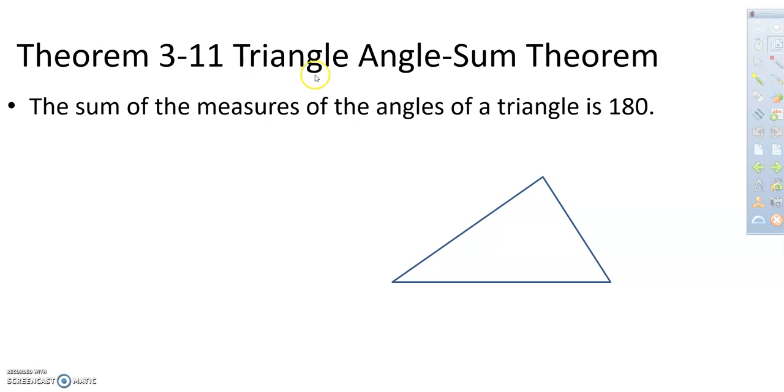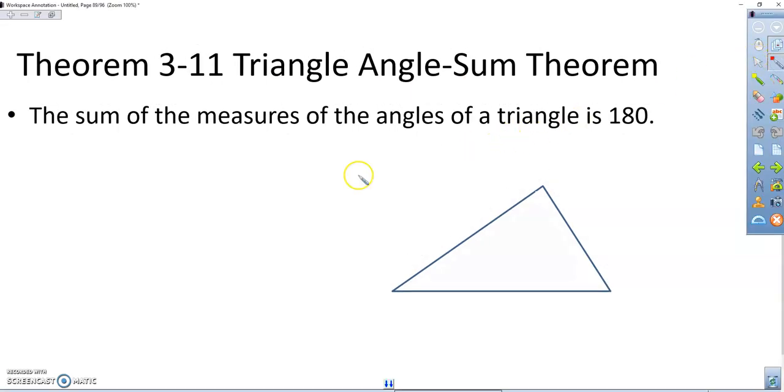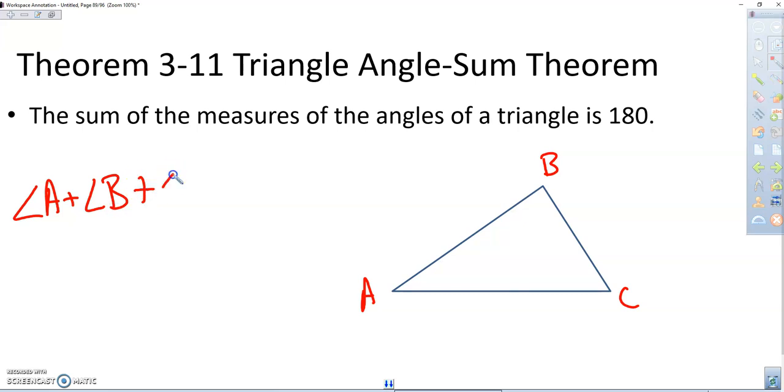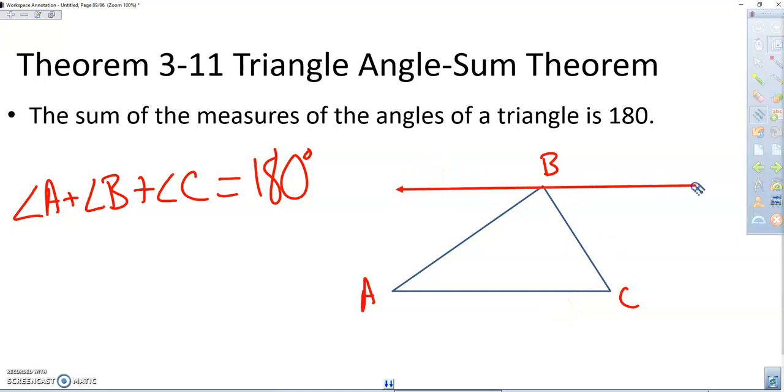Okay, theorem 3.11. This is about a third of what you're going to learn today. If this is triangle ABC, the sum of all three of these angles, angle A plus angle B plus angle C, is equal to 180 degrees. And that's the rule. If you know two of them and you want to find the third one, you're always going to be able to do it. It's pretty nice like that. This is going to be used a lot this year.